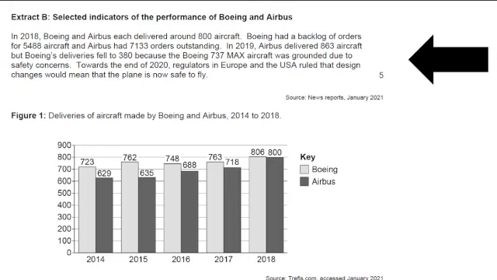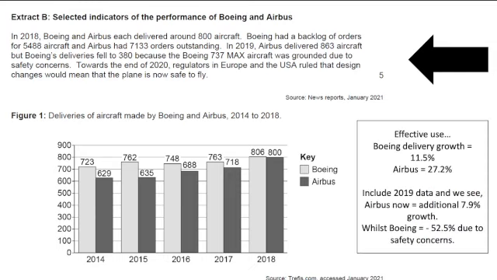If we have a look at 2014 to 2018, there's lots of information that you could look at. You could look at the differences between them, for example the difference between 2014 and 2018 and how it falls. You could look at the overall deliveries that have been made by both companies in that time period. You could look at the fact that Boeing has always had the highest number of deliveries from 2014 to 2018. And then what you could also bring in is 2019. This is just really quickly, I had a look at a few. Boeing's delivery growth was 11.5%, Airbus's 27.2%, so Airbus has had higher growth. In 2019 there was an additional 7.9% growth for Airbus, whilst Boeing, obviously because of the safety concerns, saw a fall of 52.5%.